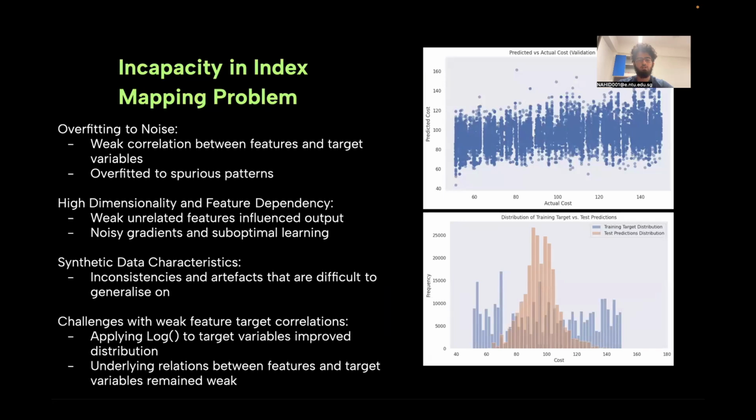High dimensionality from one-hot encoding and engineered features further amplified noise, leading to suboptimal learning. Neural networks' interconnected nature made them susceptible to irrelevant features influencing gradients. Additionally, the synthetic dataset introduced artifacts and inconsistencies, complicating generalization across training and test sets. Even with transformations like log scaling the target, the weak feature-target relationships hindered performance.